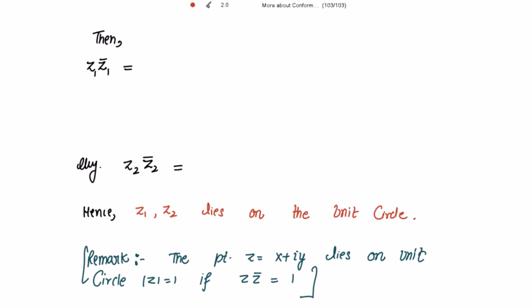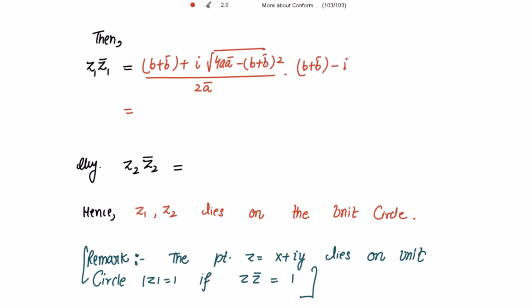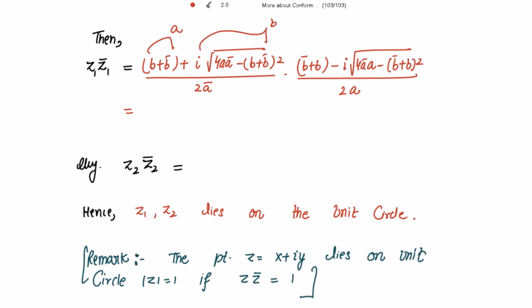Okay, so first, let's check the product of z1 with its conjugate, whether it is coming out to be 1 or not. Okay, so what is z1? It is b plus b bar plus iota square root of 4aa bar minus b plus b bar whole square divided by 2a bar, into its conjugate, that is b plus b bar minus iota square root of 4a bar a minus b bar plus b whole square divided by 2a. So b plus b bar or b bar plus b is one and the same thing. So considering this to be a and this to be b, we get a square minus b square as the formula. So this is b plus b bar square minus b square.